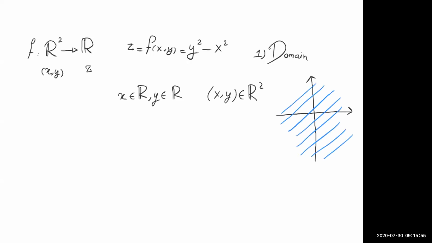Everything. Okay. What about z? Well, y squared minus x squared can be positive, it can be 0, it can be negative. z might be anything. So there is no restriction on z either. So z also can be anything.